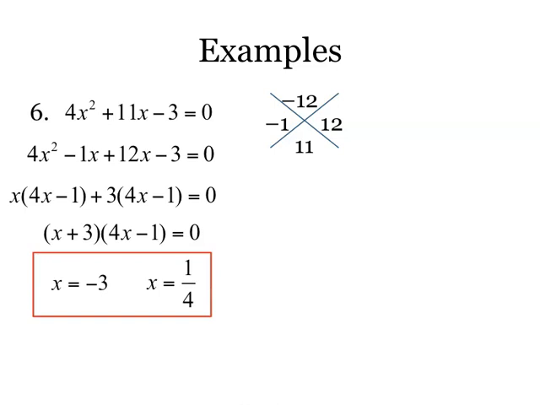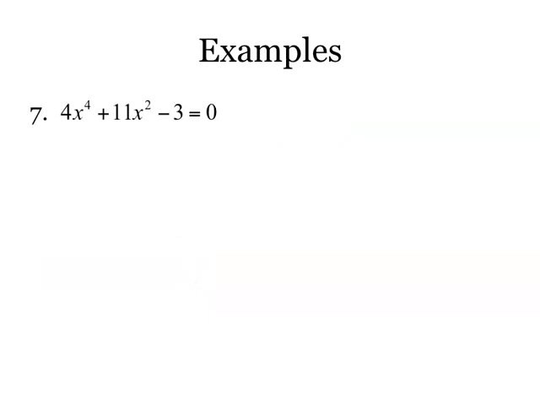All right, take a look at number 7. This looks pretty similar to the one that we just did, with the exception of the fact that we have x to the 4th instead of x squared, and we have x squared instead of x. Now what we can do here to help us simplify this problem is we can do what's called U substitution, or just substitution. In calculus, you use the term U substitution a lot. So let's say we let u equal x squared.